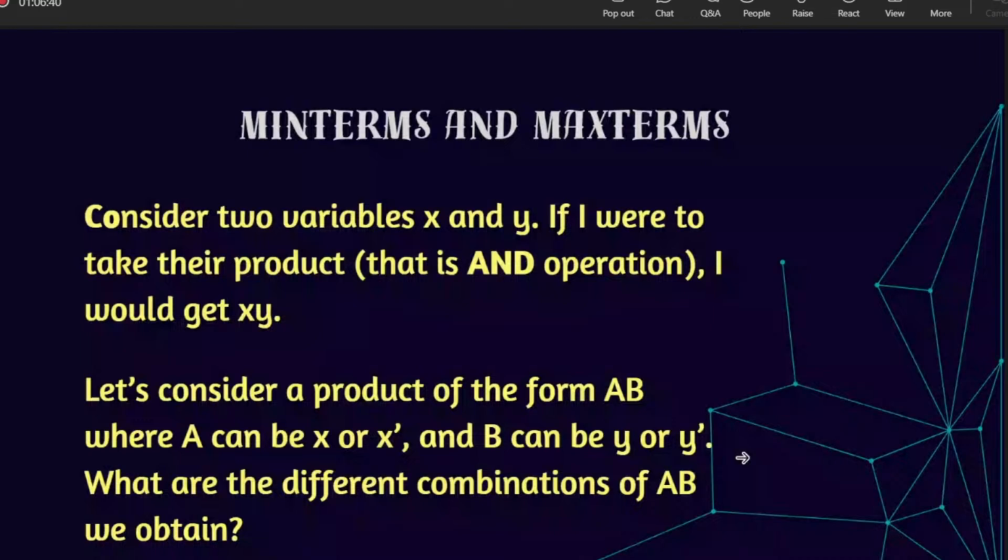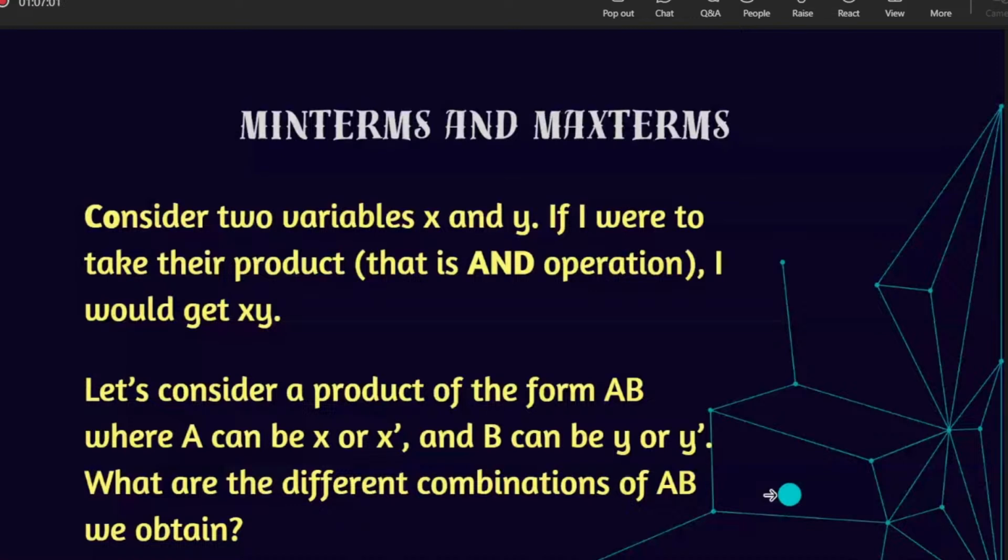So how are 4 terms possible? I've told you that A can take either x or x prime, and B can take y or y prime. So there are basically 4 combinations which are going to be possible: xy, xy prime, x prime y, and x prime y prime. So that's basically what I have put here.